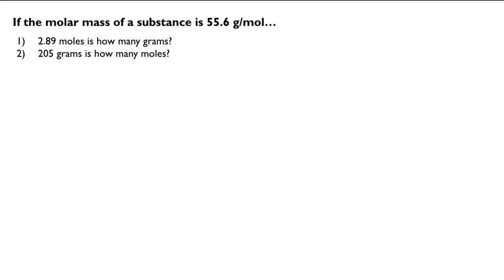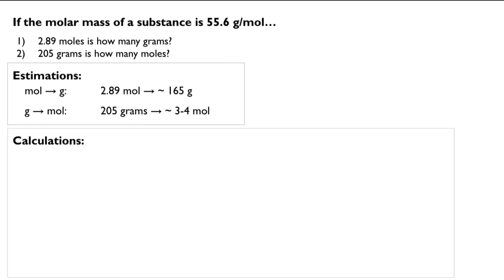So we are going to use what's called dimensional analysis, or using molar mass as a conversion factor, to do the math to convert 2.89 moles to grams and 205 grams to moles. When I say dimensional analysis, I mean using units to guide me as I solve the problem. So I'm going to put my estimations right on the paper for myself so that I remember them.